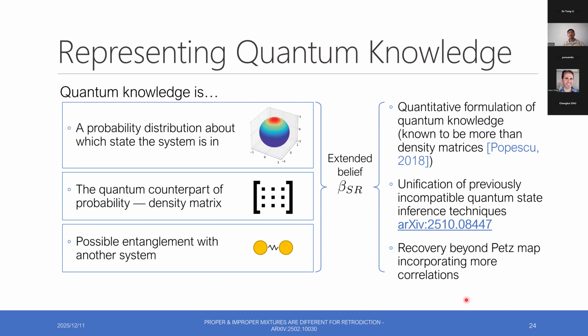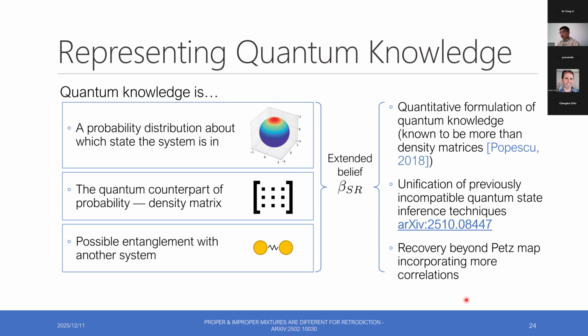Okay, to summarize, we have shown that quantum knowledge could be described in many different ways. It could be a probability distribution over states, or a density matrix, or possibly entanglement with some other system. But generally, we have used the same framework to describe all these things with what we call the extended belief, which describes both the system itself and its correlation with some other system.